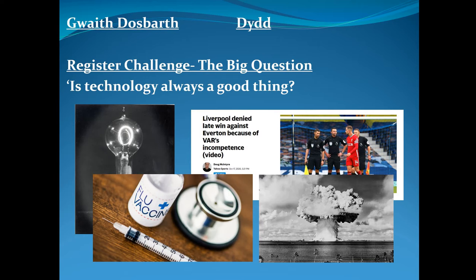Now, you can do this a couple of ways. You can do it in a table. You can make a few bullet points. It's totally up to you, whatever works best. But I want you to think about good things about technology and bad things about technology. And I've given you a few pictures there to help you out.